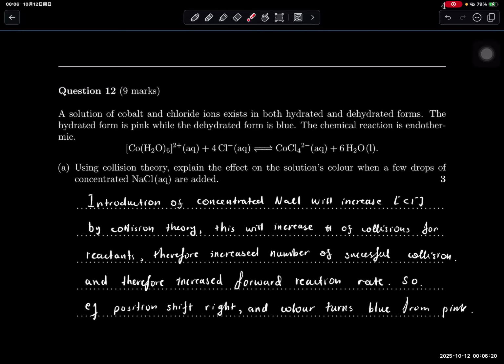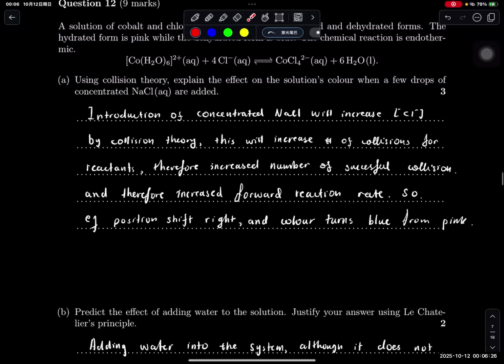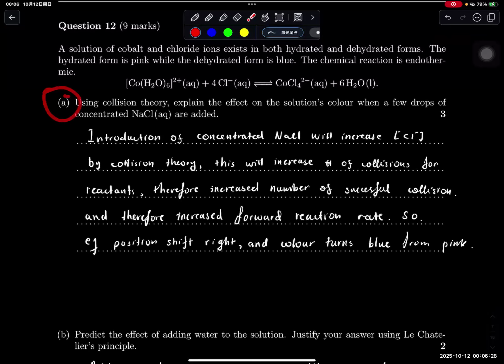So if you, it's by collision theory. Oh, by the way, my bad. This part A is actually talking about collision theory instead of Le Chatelier's principle. I guess that's for part B. So emphasis: read the question carefully.